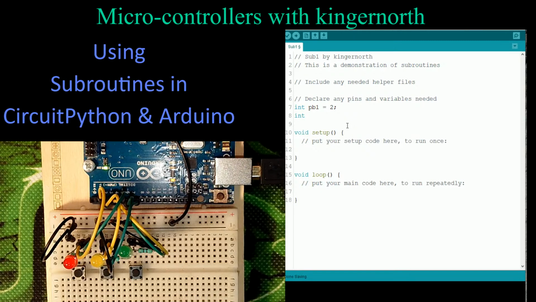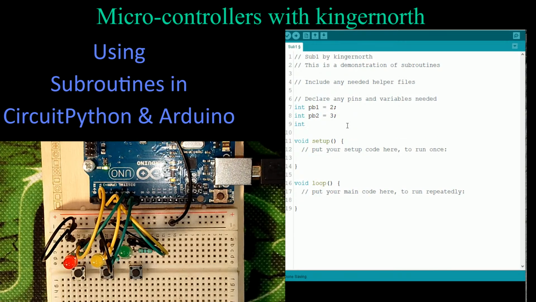So now that we created one of those, we're going to create PB2, and that's going to be equal to 3. I put them nicely side by side to make my wiring easy. Not that I had to, it's just that that's where I decided to put them. And my third push button will go to number 4, and that takes care of my push buttons.